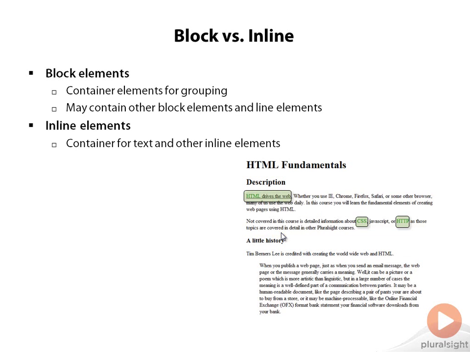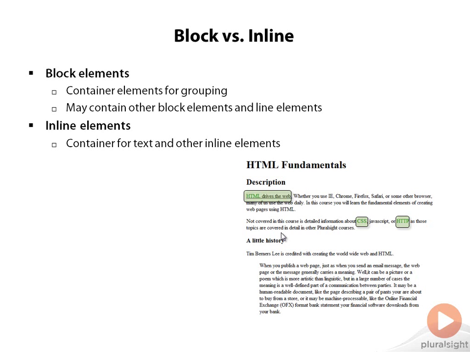Now there are also inline elements. These are containers for text and other inline elements. So in the examples you can see highlighted here, we may have things like acronyms, we may have a span of text within a paragraph that we want to do something with or treat as an overall element. So where you see HTML drives the web highlighted, that span of text we want to be able to treat as a single unit and do things with it. Maybe it's apply styles or script or something else.